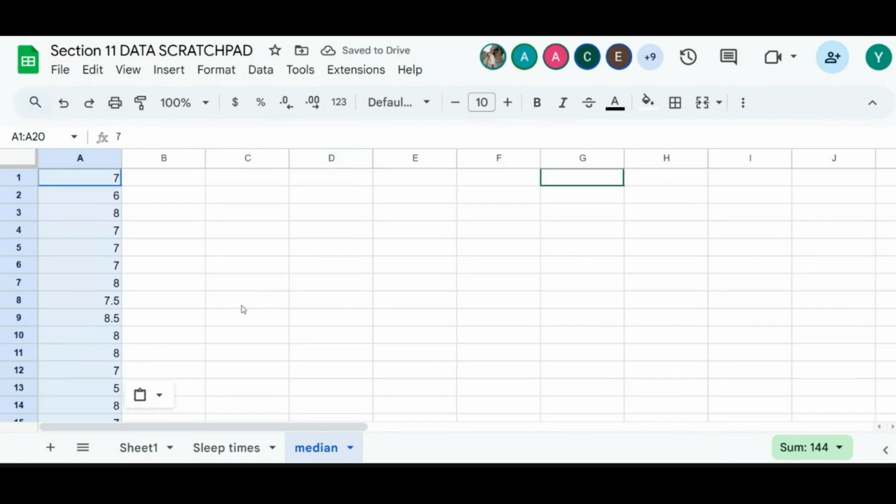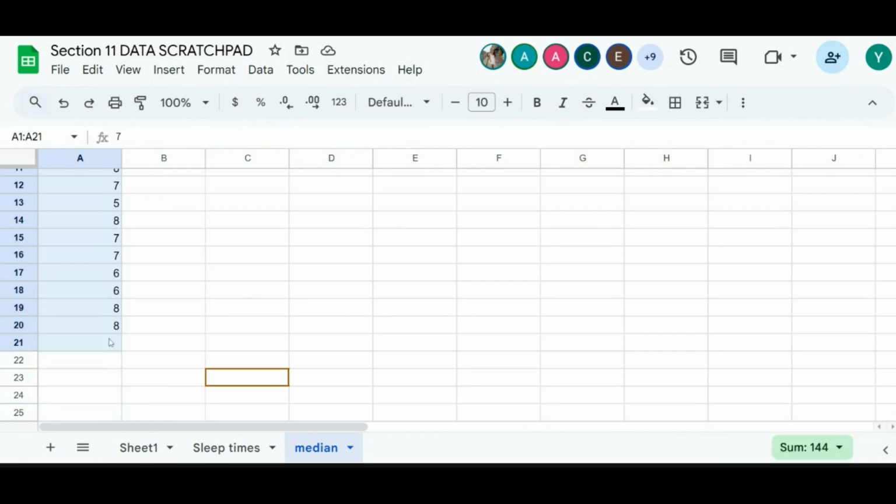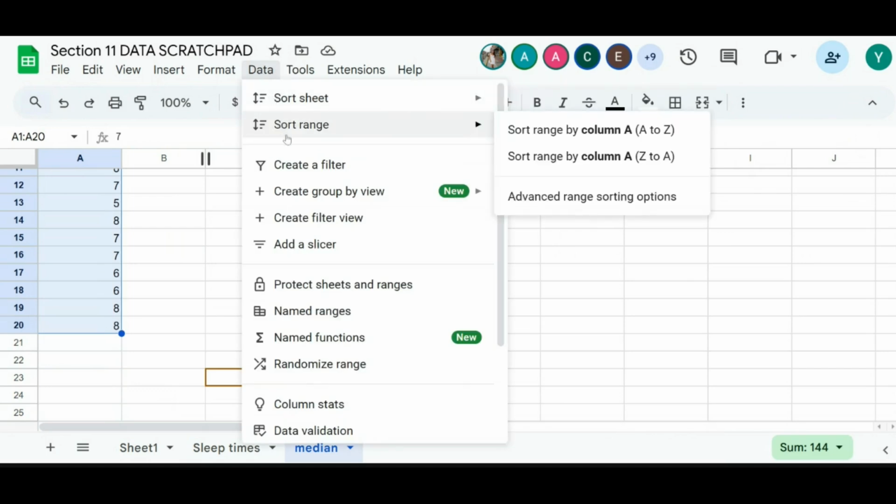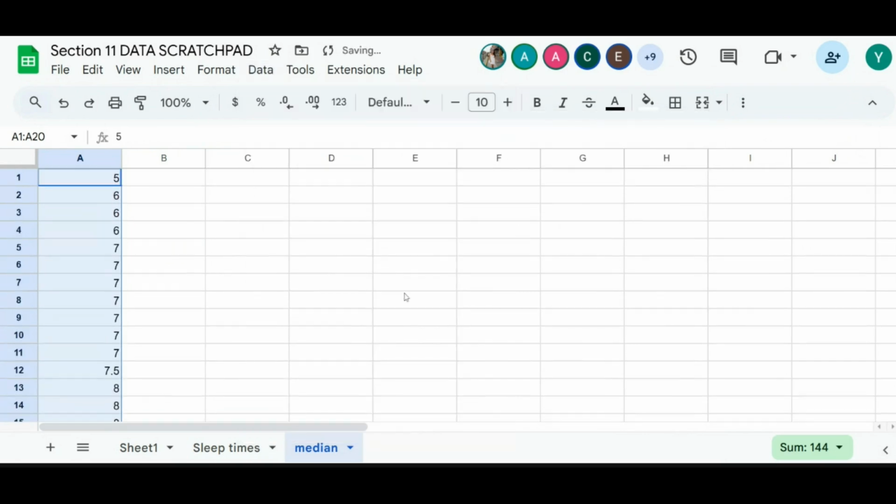So first, how do you sort? These are all in random order. So what you do is select the cells that you want to sort, and Google Sheets is easier than Excel to sort. So you just go to Data, Sort range, not sheet. You don't want to sort the whole sheet. Sort the range from A to Z, small to big. And that is it.